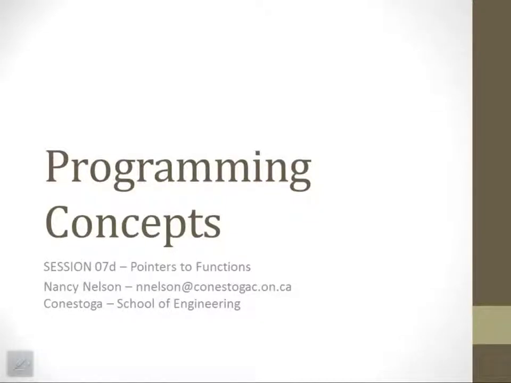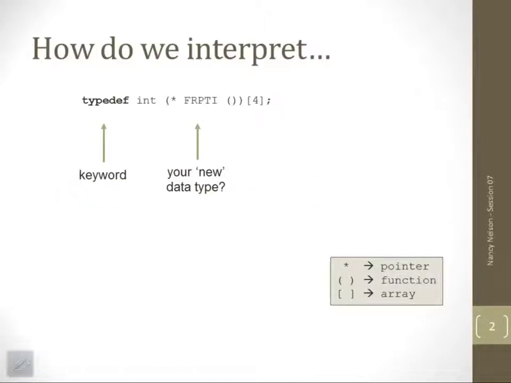In the last few sessions, we've looked at pointers and how they can be used with our primitive and aggregate data types. Now we're going to look at them and how we can use them with functions. In the last unit, we took a look at typedef and how we could use that to generate our own customizable data types. And that's sort of what we're going to do when we're working with pointers to functions.